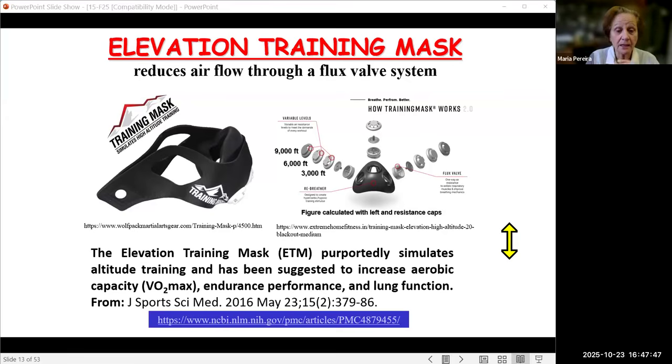Okay, but can one mimic the effect of training at high altitude? Yes. So there are these training masks that were developed. Maybe if you go to the gym, you might see someone wearing these.